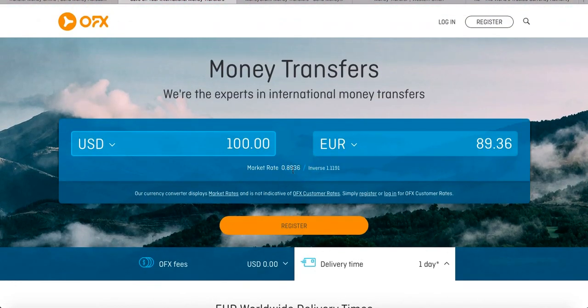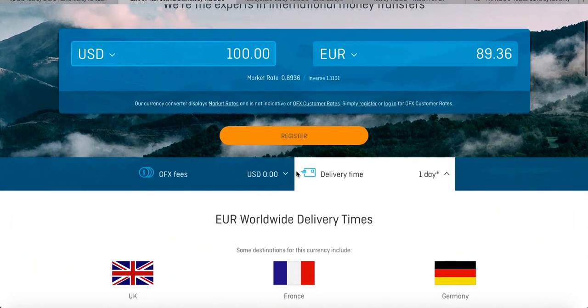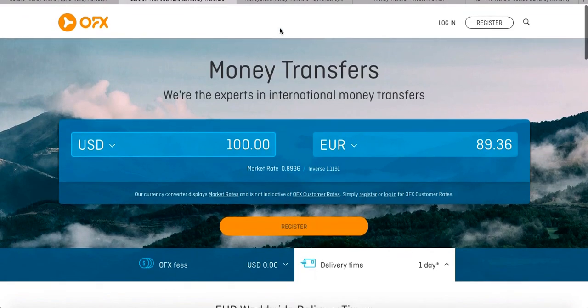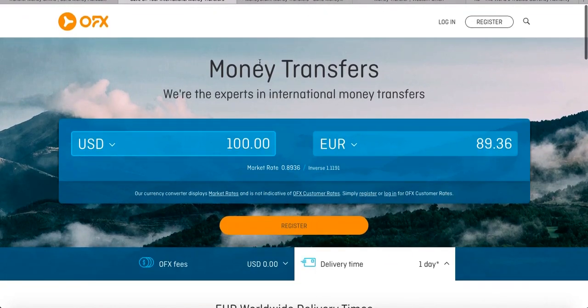For the rates, they are using the latest rates, which is the online one. It's 0.89. So with this one, you get the best amount for your dollar. However, it's going to take a little bit longer than the previous two that we saw. One business day means if you send it today, it's going to get there tomorrow.